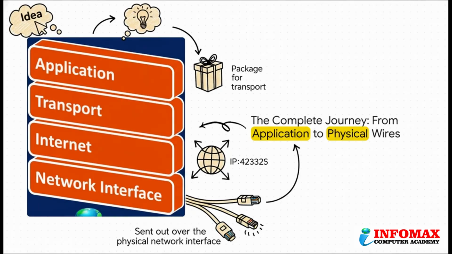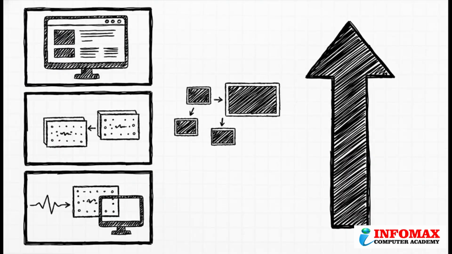So let's just recap that journey real quick. We started with an idea and an application. We packaged it up for a safe trip. We slapped an address on it for the global internet, and then we finally sent it out over the physical network. You've just followed a single piece of data from your click all the way down to the actual wires. Pretty cool, right? And what about the computer on the other end?